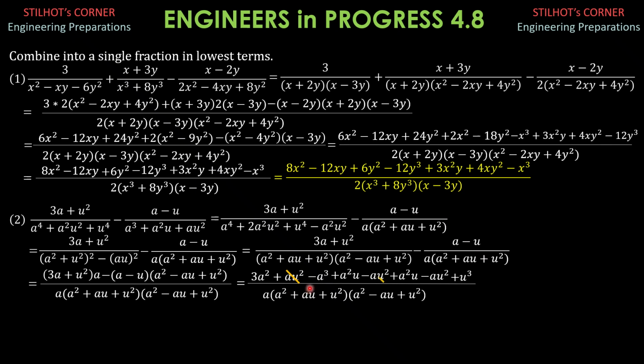So we have here, we can cancel au squared and negative au squared. Then we can combine a squared u and a squared u. So finally, the final answer would be 3a squared minus a cubed plus 2a squared u minus au squared plus u cubed all over a quantity a squared plus au plus u squared times quantity a squared minus au plus u squared.